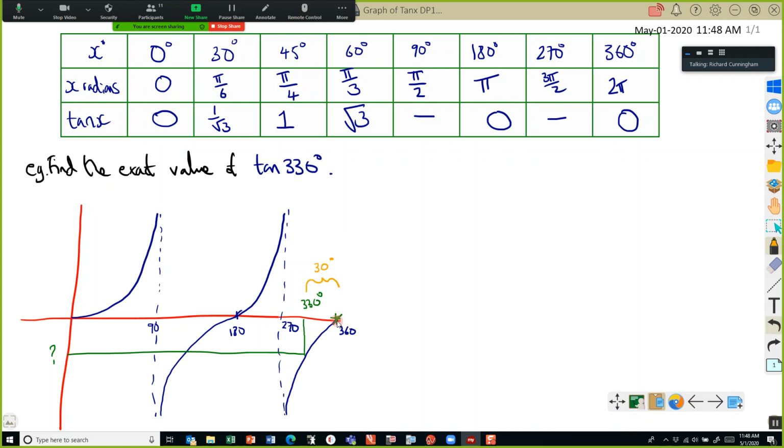Now where is the other landmark that looks like this? It is right here. So I have to go 30 degrees back, which is going to bring me to 150, right? Sorry, I haven't drawn this very well at all. But this is telling us that tan 330 is the same as tan of 150, right? So we're getting closer.